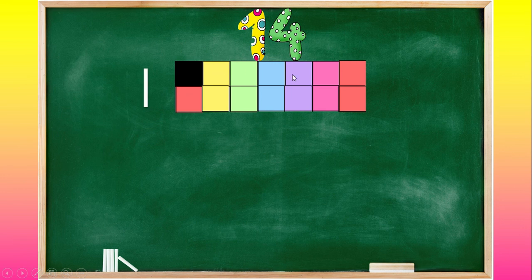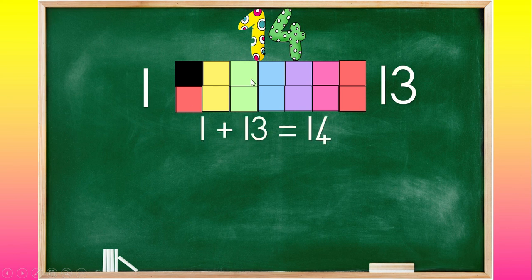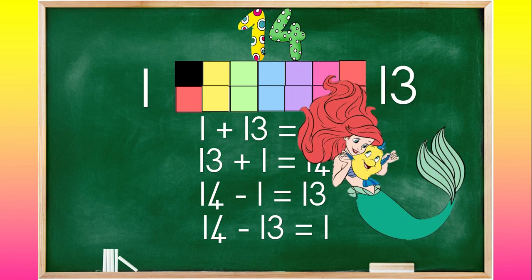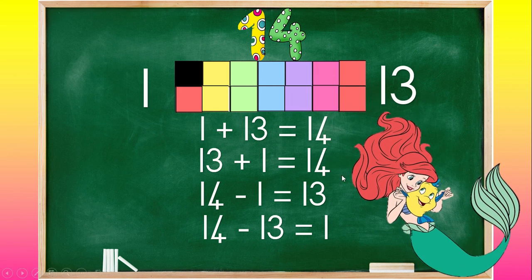If I have 1 black block, how many blocks do I need to get to 14? 1, 2, 3, 4, 5, 6, 7, 8, 9, 10, 11, 12, 13. 1 black block plus 13 colored blocks give me 14. So 1 plus 13 is 14. But if I have 13 colored blocks, I need to add 1 black block to get to 14. If I have 14 blocks and I take away 1 black block, I'm left with 13 colored blocks. And if I take away 13 colored blocks, I'm left with 1 black block. So 1 and 13 are friends, the same way that Ariel and Flounder are friends.